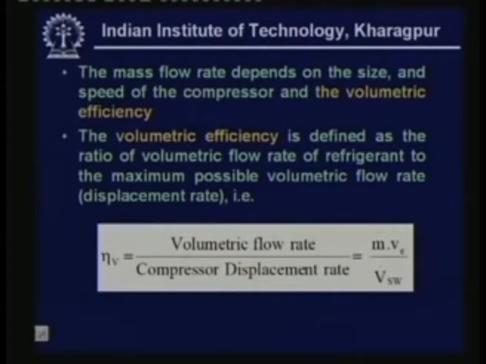That means the volumetric efficiency is defined, as you can see from the equation, as the volumetric flow rate divided by the compressor displacement. The volumetric flow rate in meter cube per second can be expressed as the product of the mass flow rate of refrigerant in kg per second and the specific volume of the refrigerant at compressor inlet v_e, in meter cube per kg, divided by the compressor displacement given by V dot sw.